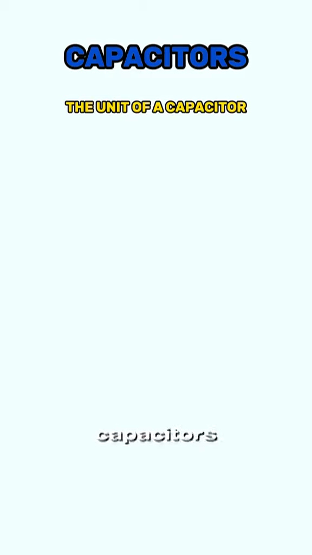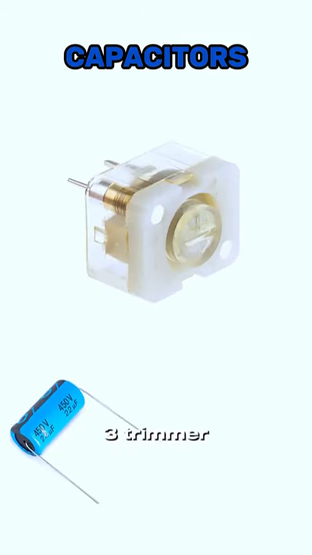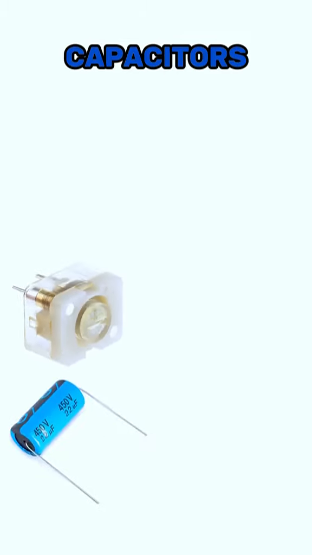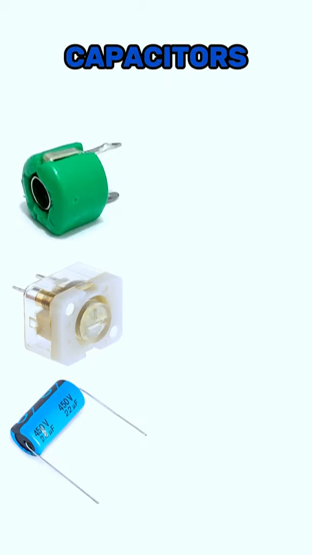But how are capacitors classified? We classify capacitors as: 1. Fixed capacitors. 2. Variable capacitors. 3. Trimmer capacitors. We also classify the capacitors into two types according to polarization: polarized and unpolarized.